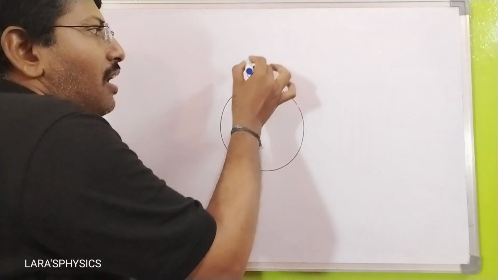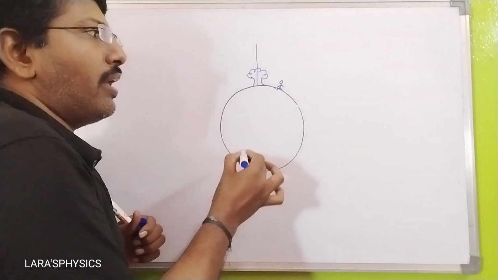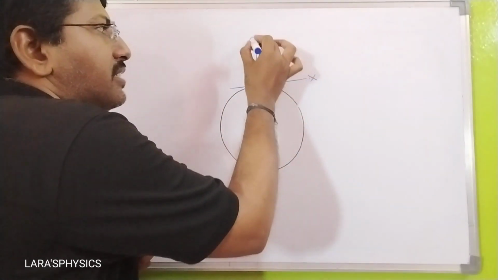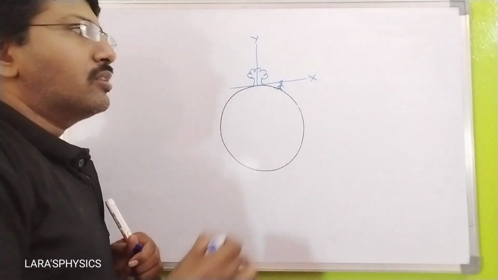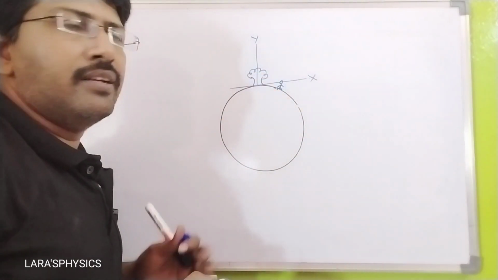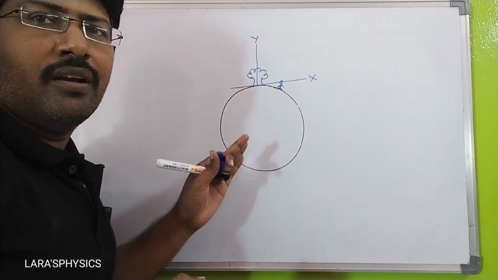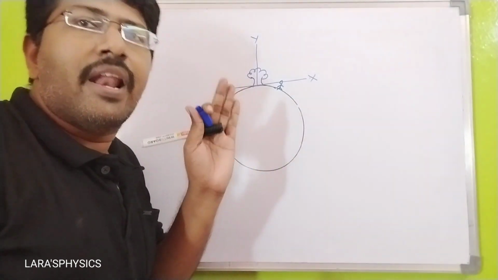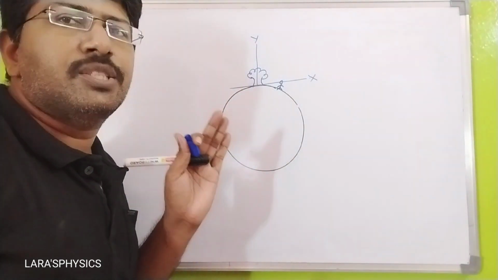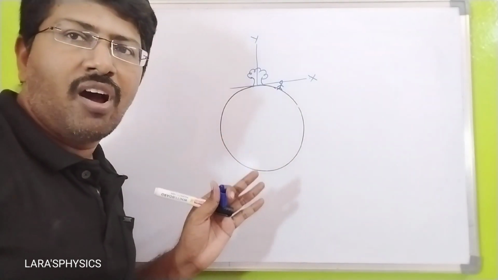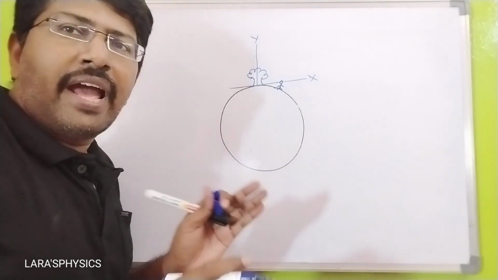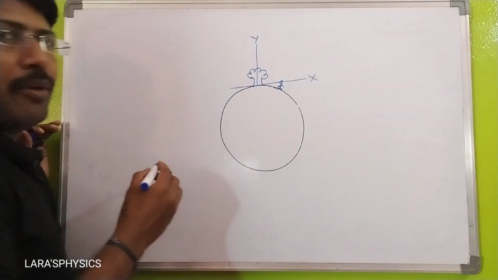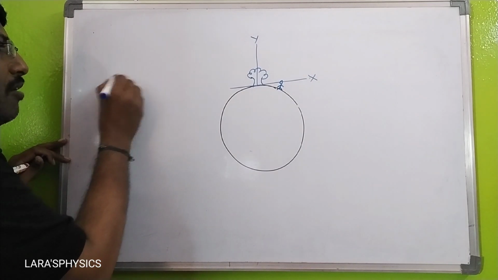So I will draw the coordinate system along the y-axis and along the x-axis. Here this is the x-axis, this is the y-axis. About this fixed point, this system we call the frame of reference. If this frame of reference is at rest or at constant speed, without acceleration, then that frame of reference we call an inertial frame of reference.